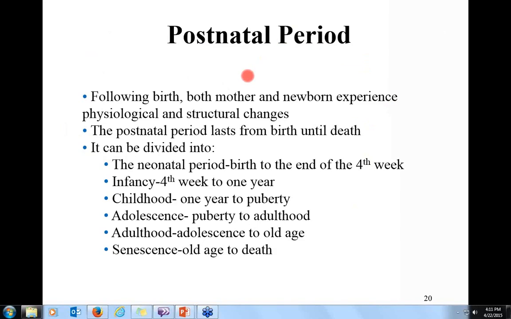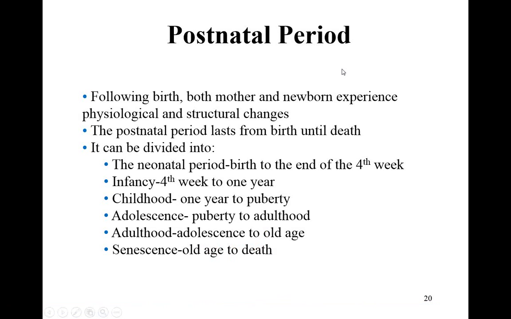Now the postnatal period. Lots of things occur for both the mother and the newborn. And again, the postnatal period is divided into several sections. You have the neonatal period, which is birth to the end of the 4th week. Infancy is 4th week to 1 year. Childhood is 1 year to puberty. Adolescence begins at puberty and goes into adulthood. Adulthood to old age, and then old age to death is senescence. Senescence. Again, I'm sorry, I am not talking very well today.